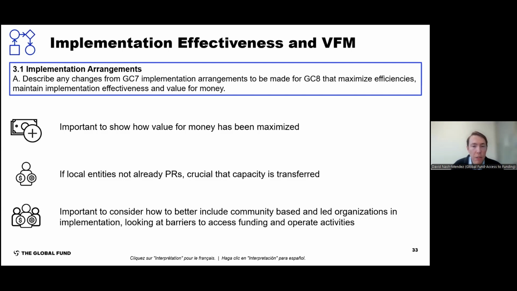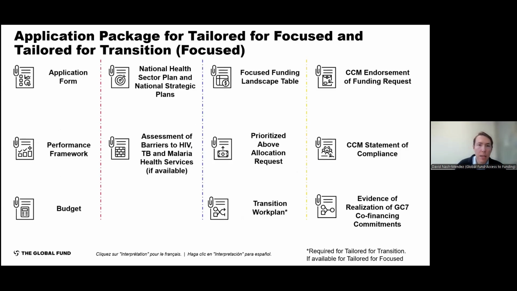And of course, I refer you to the forthcoming Sustainability Transition and Co-Financing Guidance Note for more information, especially on value for money. So this concludes the different questions in the funding request application forms. Let's go to the next slide and we can look at the application package.